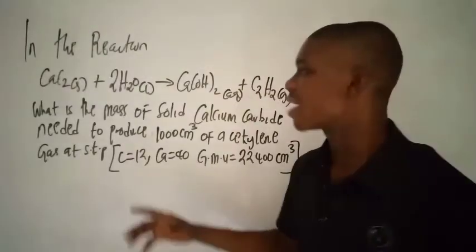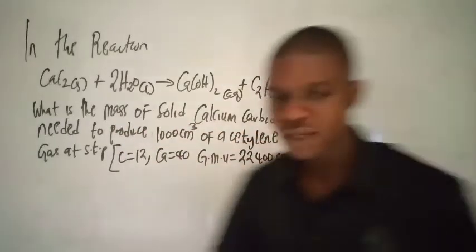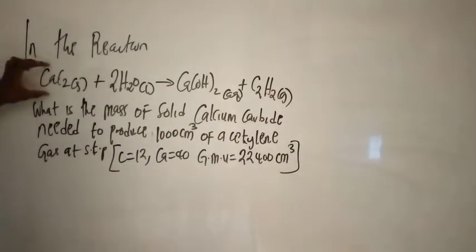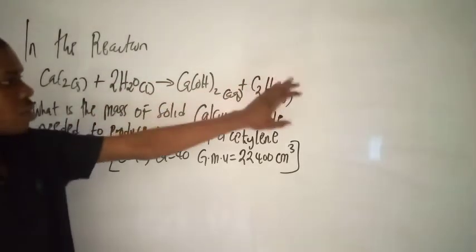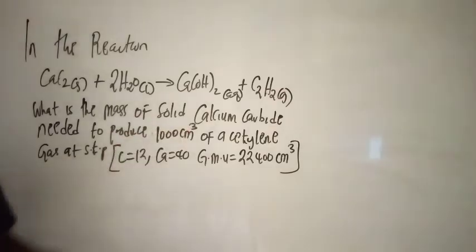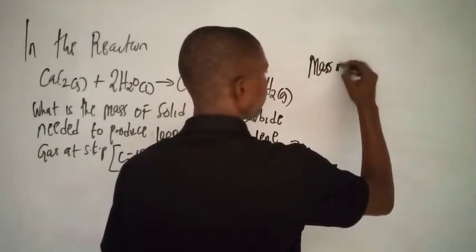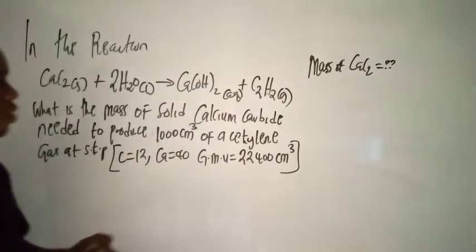So here's another reacting mass and reactive volume question. In the reaction, calcium carbide reacts with water to produce calcium hydroxide and acetylene, which is C2H2. Now, what is the mass of solid calcium carbide? Here you're being asked to calculate the mass of CaC2.